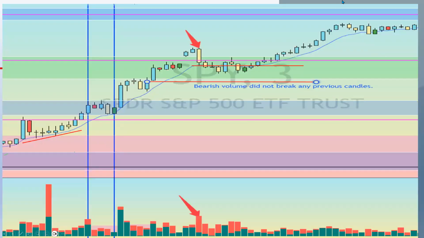All right. So this is a few examples of a low volume pullback.